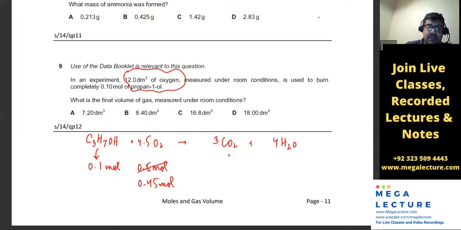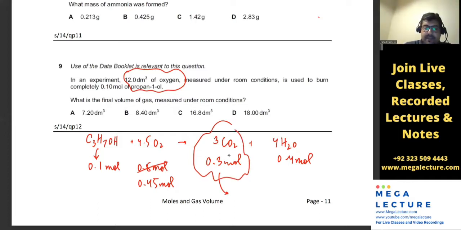It's going to produce 0.3 moles of CO2 and 0.4 moles of water. What is the volume of 0.3 moles of CO2 that's produced? Because that's the only thing that's going to be a gas. So it's 0.3 moles multiplied by 24 dm³. So what do we get for that? That's 7.2 dm³, right?